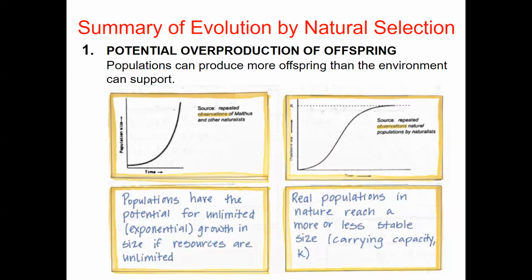Humans, again, we screw it all up. But most of the time, we reach what's called a carrying capacity. So populations have that ability to overproduce, but the population can't handle it, right?